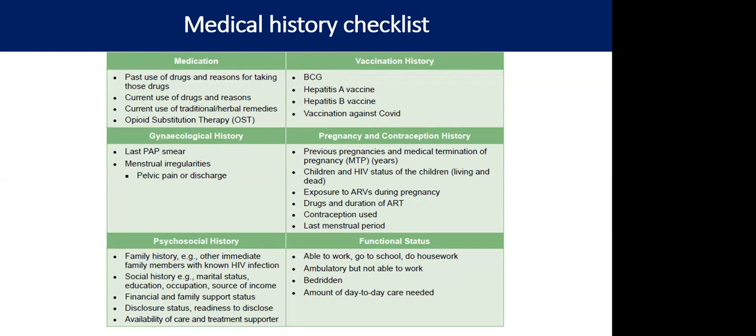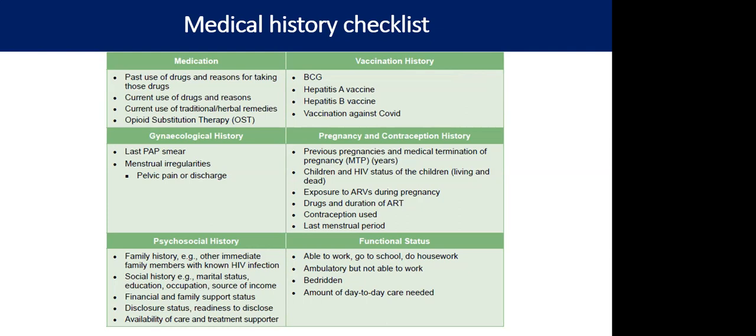Gynecological history: the last pap smear, if it is available, the results, and the menstrual history, pelvic pain, discharge, etc., all need to be taken into account. Pregnancy and contraceptive history: previous pregnancies and MTP in the years, duration, children and HIV status of the children, as they're living as well as dead, if any, exposure to antiretroviral during pregnancy, drugs and duration of antiretroviral therapy, contraception, if used, what kind of contraceptives are used. Last menstrual period is also important.